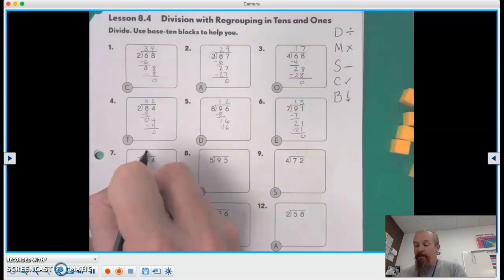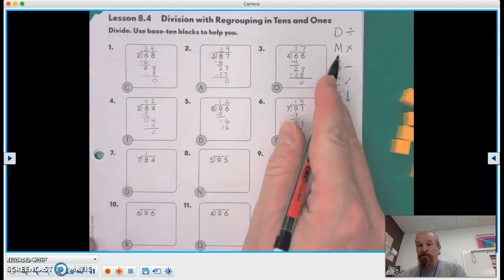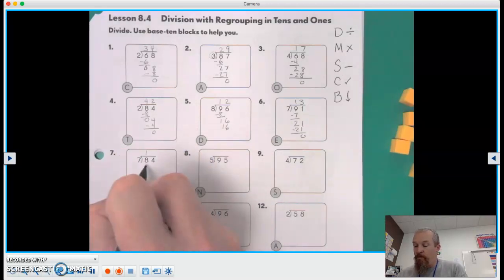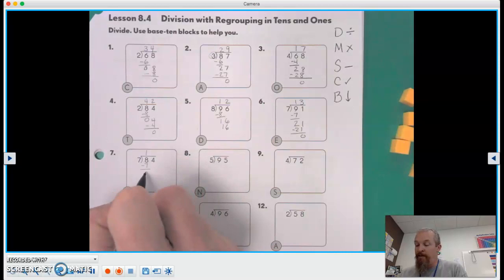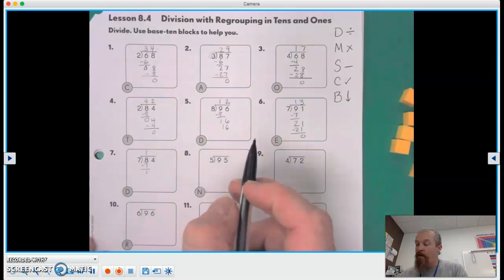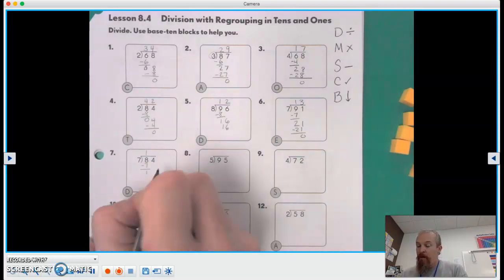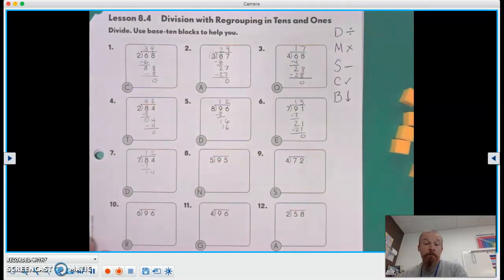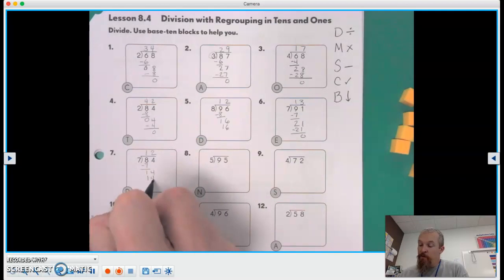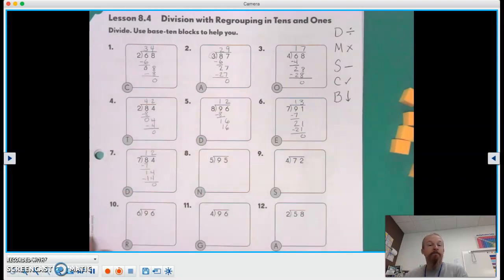Now let's go to number 7. 8 divided by 7 is 1. Multiply. 7 times 1 equals 7. Subtract. 8 minus 7 equals 1. Check it. Yep. Bring down. 14 divided by 7 equals 2. 2 times 7 equals 14. Subtract it. And there we are.